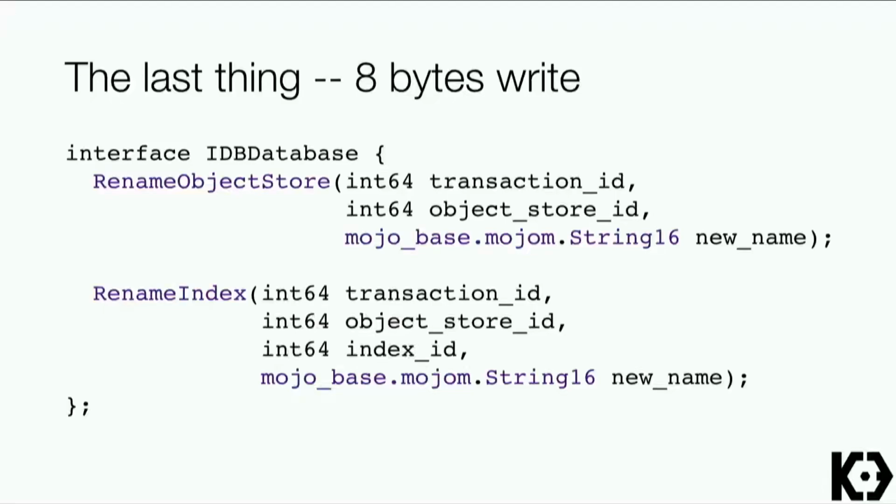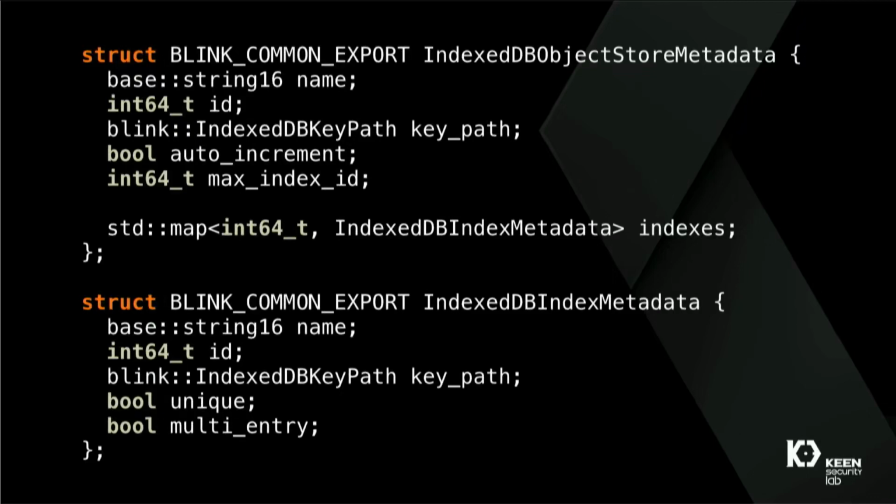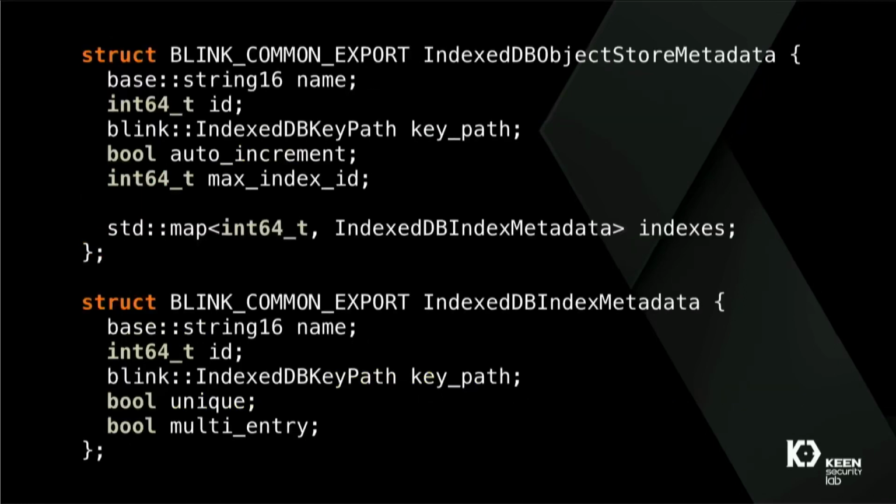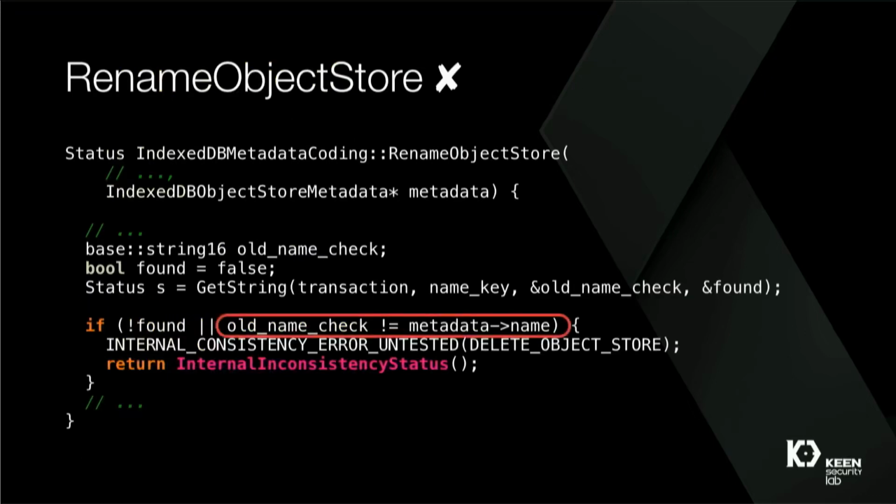According to the IPC name, we choose two candidates, rename object store and rename index. Remember that object stores are stored in an STD map, which is a member of metadata, while indexes are stored in an STD map, which is a member of object store. Just as their names imply, the two IPC calls can modify the name of object store and index. Let's take a look at the rename object store first.